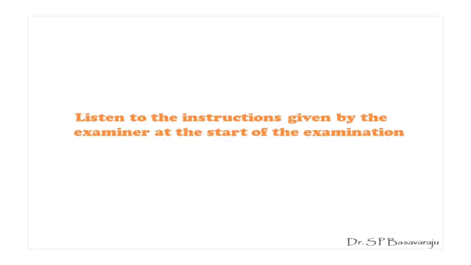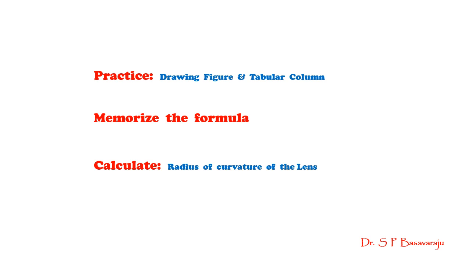Remember, listen to the instructions given by the examiner carefully at the start of the examination. As a preparation before the examination, practice drawing the figure and tabular column, memorize the formula, make a calculation once of the radius of curvature of the lens by taking the values from your physics practical record. That's about your preparation. That's all, students.